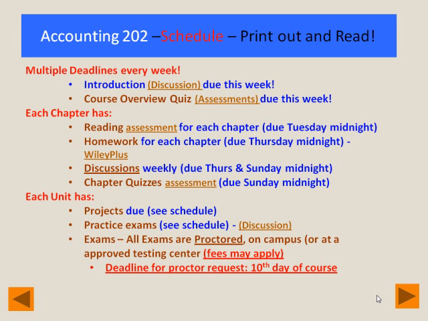Discussions about the chapter are due weekly. You need to not only post a discussion, you need to read everybody's posting and respond to at least one posting. And then there's a chapter quiz due Sunday night at midnight on each chapter. And this is a way that we have you stay involved in each chapter. We're not really looking at you to cram the night before the test. We want you to be involved all the way through the chapter.